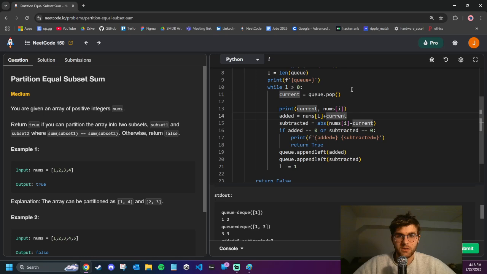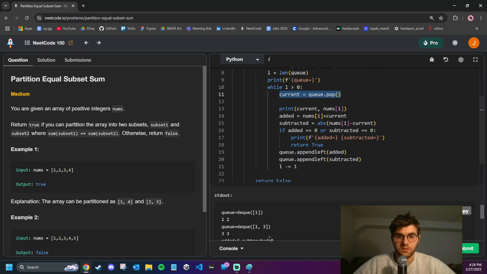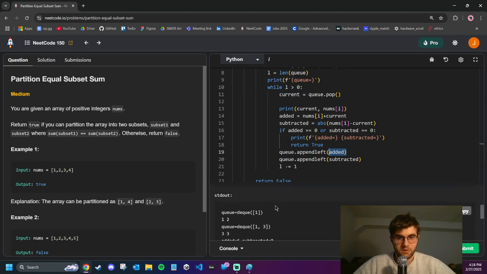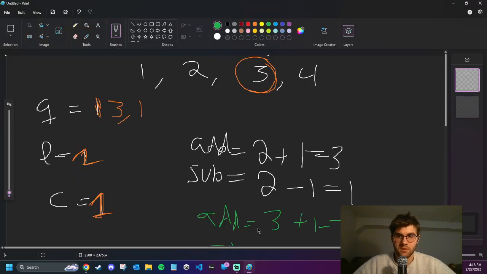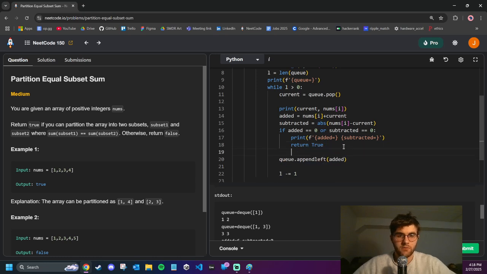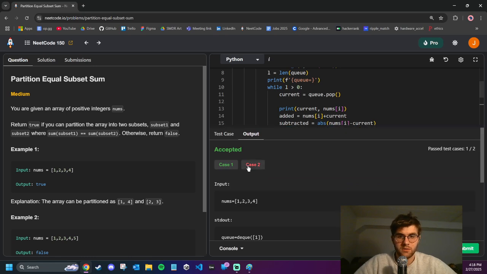Why? So we added, which is 3. And then we add subtracted, which is 1. Does the order matter? I don't think the order should matter. No.